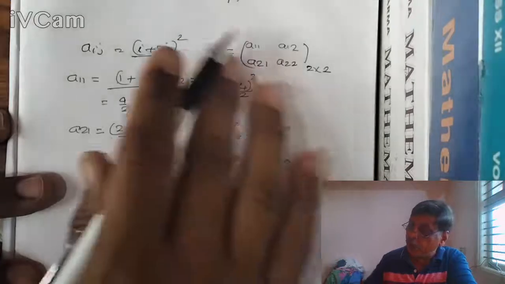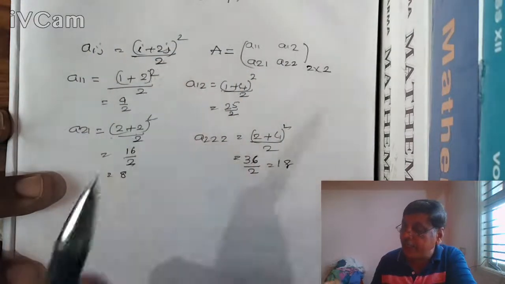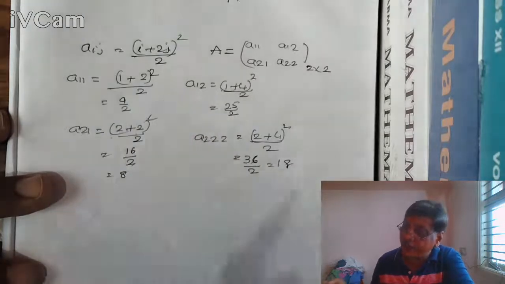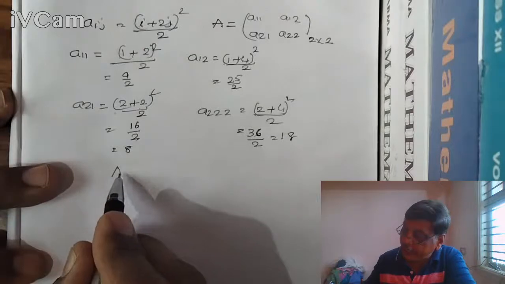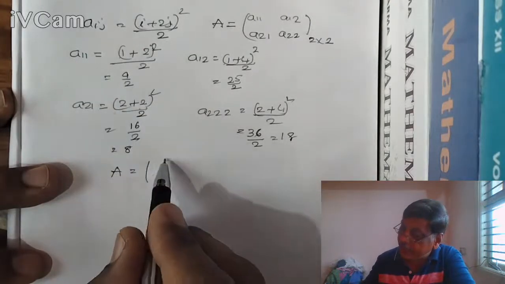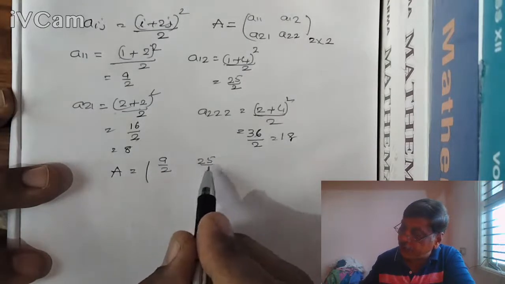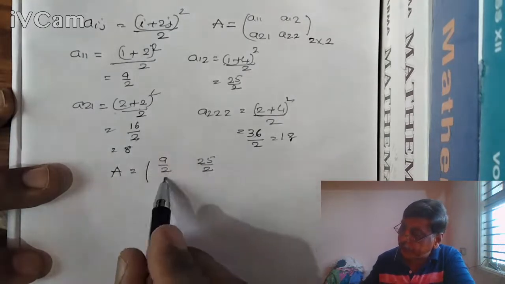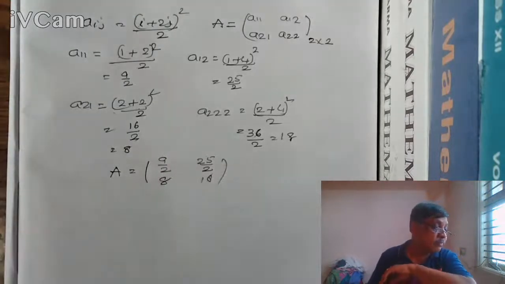So in this way, you have to first find the elements by using the given condition or the given definition of the general element. Now you have to write the elements. Here A11 is 9 by 2, A12 is 25 by 2, A21 is 8, and A22 is 18. Okay.